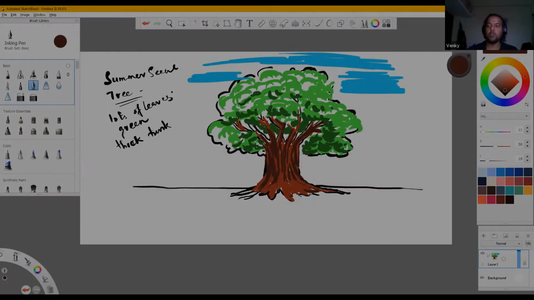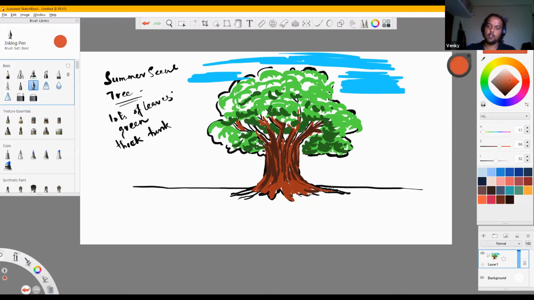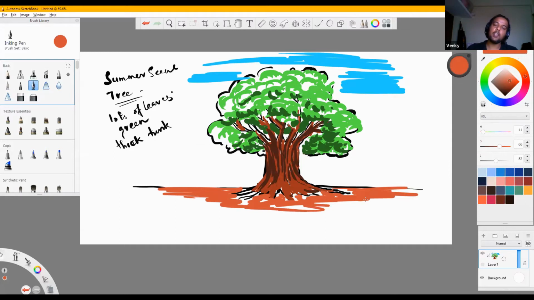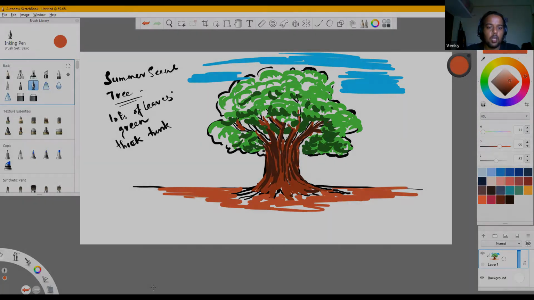So now we are almost roughly there. The idea of the tree is in place, and we have the colors in place. Now, if you want to make it look like something particular, then we go for study. What I would do is, if I want to make it look a bit more detailed, I'll go look for some pictures, and look for the particular way the trunk looks.